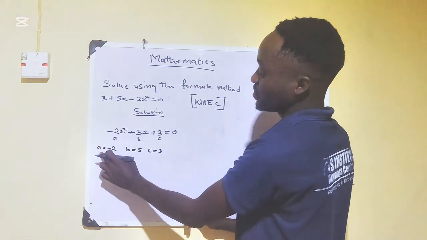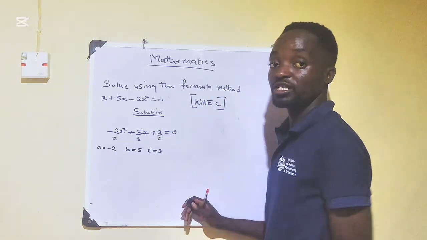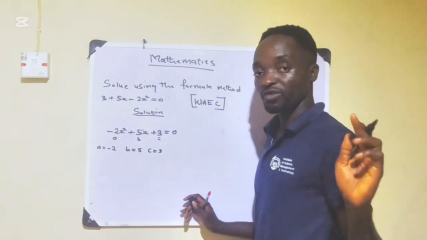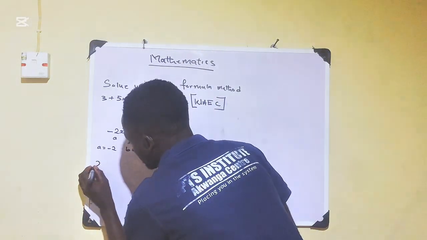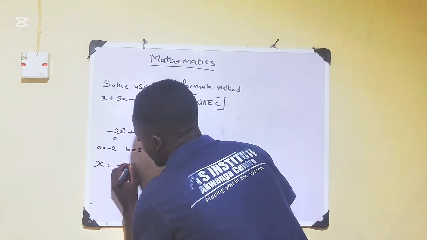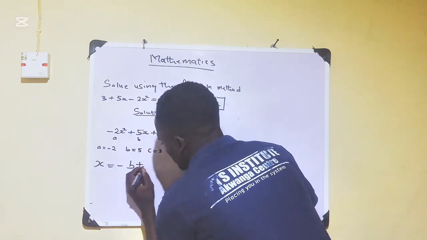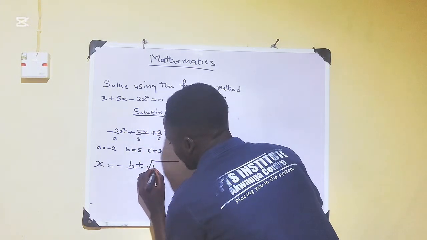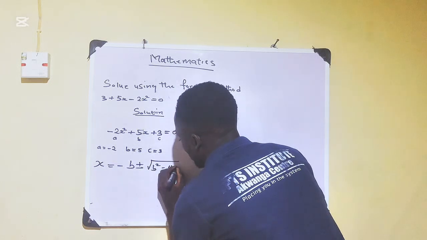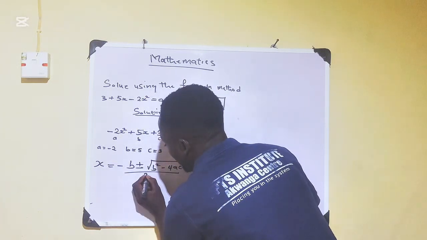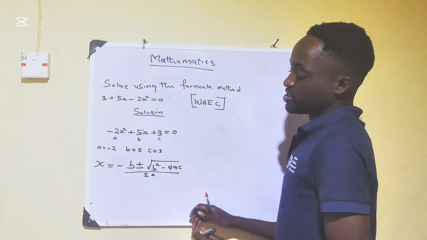Now since you know what your A, B and C are, you write the formula and substitute. The quadratic formula is given as x is equal to minus b plus or minus the square root of b squared minus 4ac, everything divided by 2a. So this is the quadratic formula.